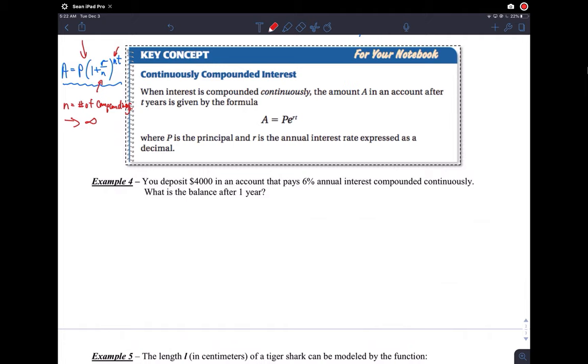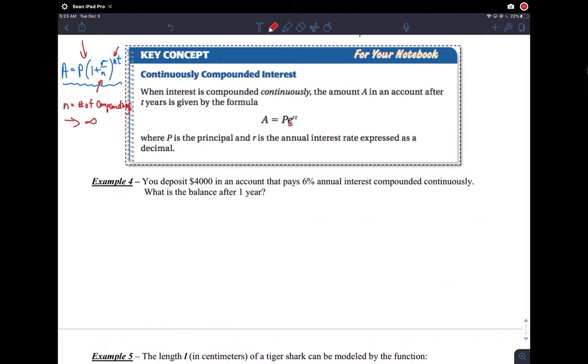Compounded as much as I can, as often as I can. Basically, the fastest growth you can get for your money. But notice e is the base of this exponential function. Very strange, very interesting. How does this work? Why is it e? Very difficult, okay? This is what mathematicians came up with, that base e exponential growth, in this case, would represent continuously compounded growth, basically the best type of compounded growth for your money that you can get.